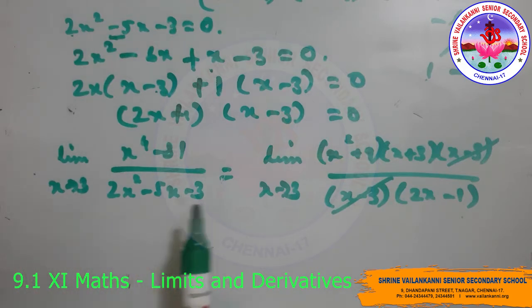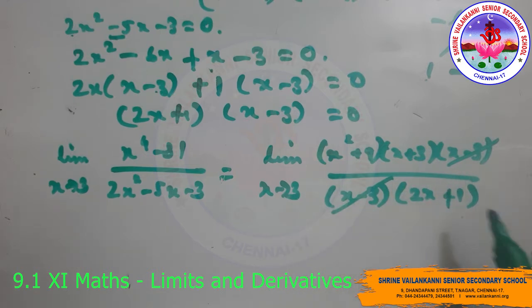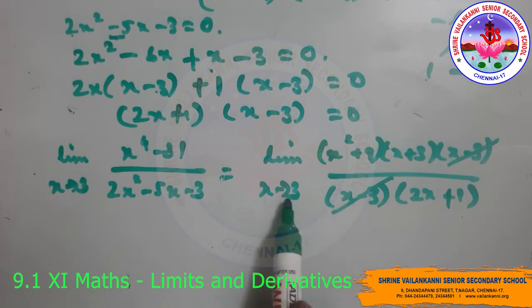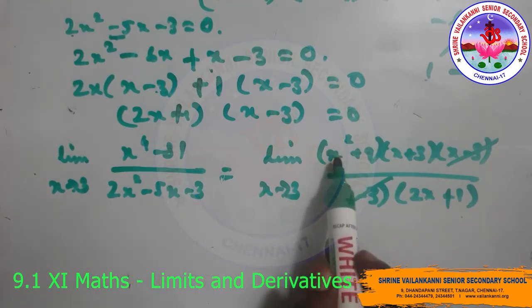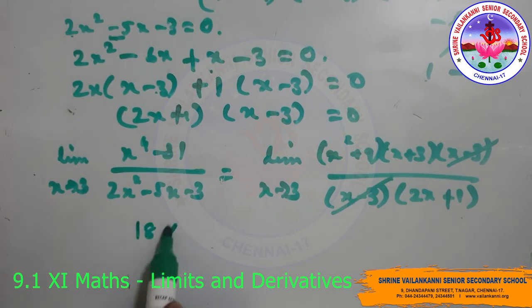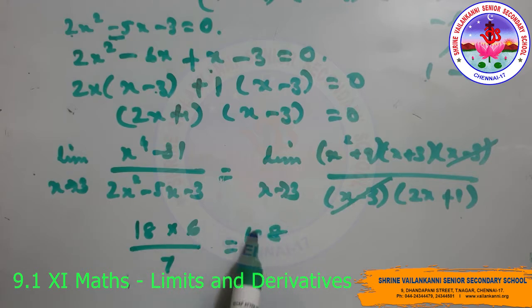So I am writing this as limit of (x² + 9)(x + 3) into (x − 3) by (x − 3) into (2x + 1). So cancelling x − 3 and putting x equal to 3, we have 3² = 9, 9 + 9 = 18, into 3 + 3 = 6, by 3 into 2 = 6, 6 + 1 is 7. So we get 108 by 7.